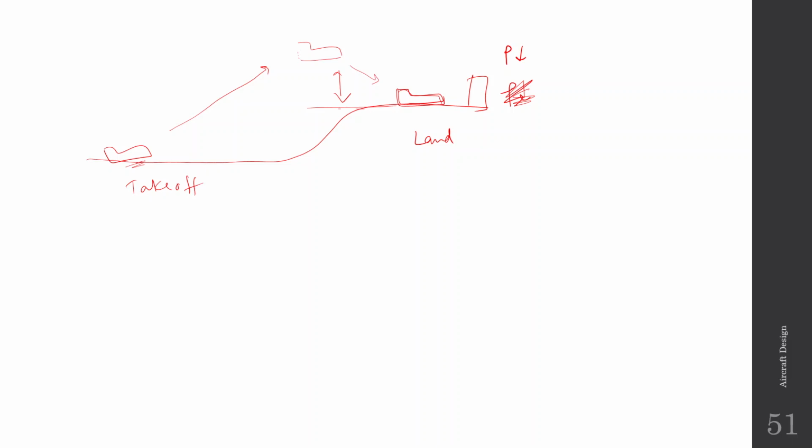And modern aircraft also have other kinds of altimeters. They also have radar altimeters. Radar altimeters fire a radar beam towards the ground and measure the altitude. So this is useful during takeoff or landing, when precise altitude is required.